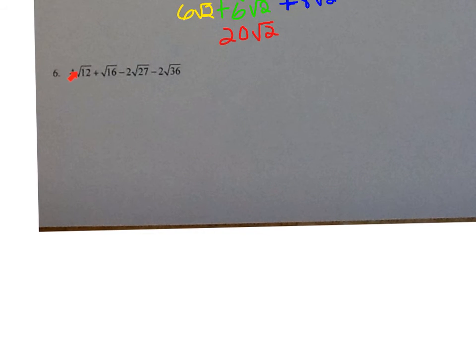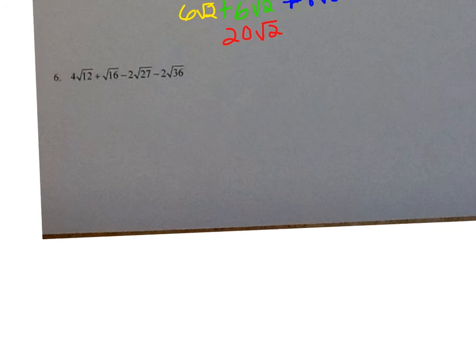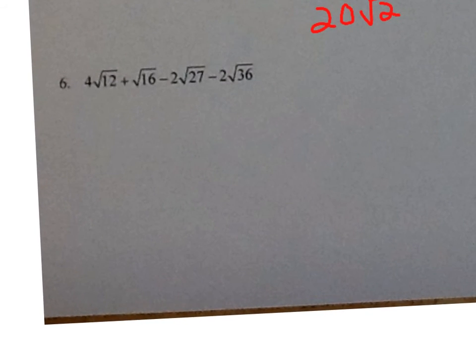So number 6 is 4 square root of 12 plus the square root of 16. So that should stick out because 16 is a perfect square. Minus 2 square root of 27 minus 2 square root of 36. And that should also stick out because that's also a perfect square, the 36. All right, so let's start simplifying. I'm going to start with the 4 and the square root of 12.